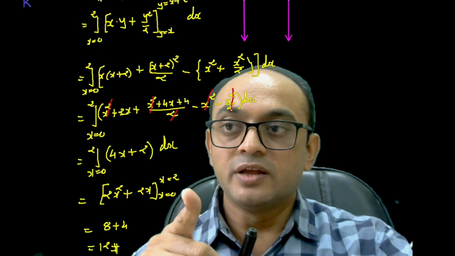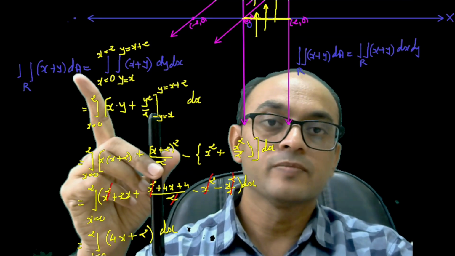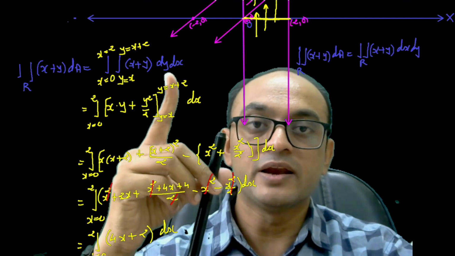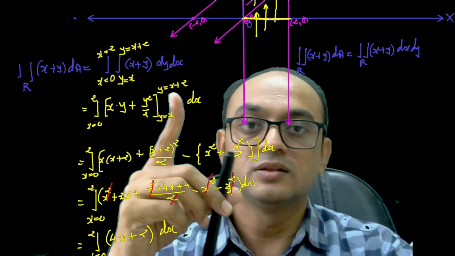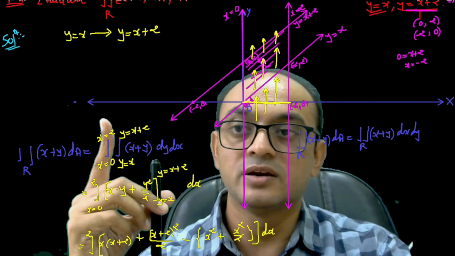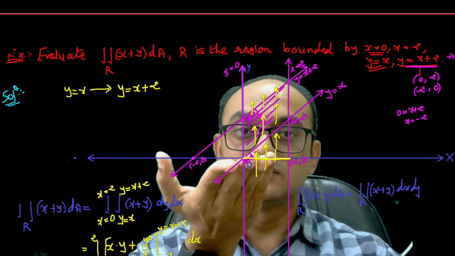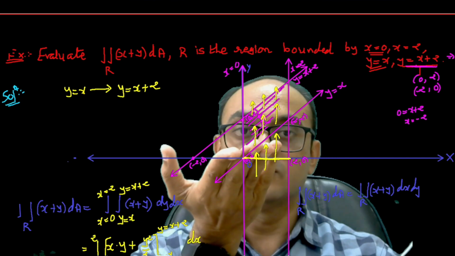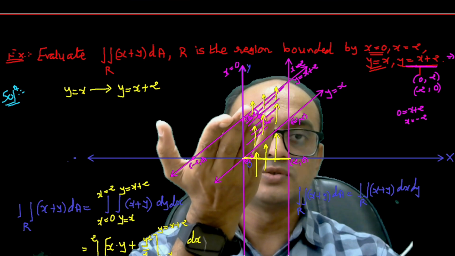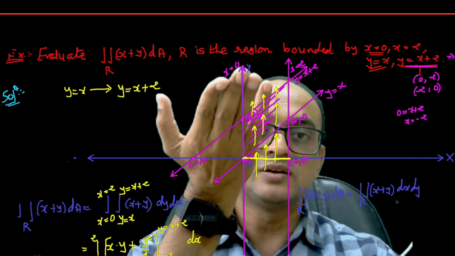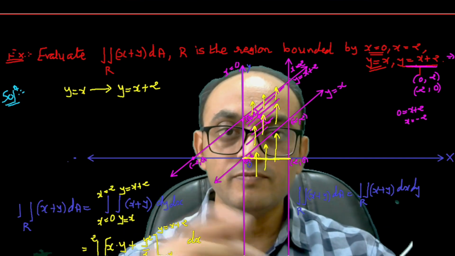I repeat the example again. We have been given dA. We have chosen to write dA as dy dx. So first I have to write the limit of y, then the limit of x, right? How are we writing the limit of y? We draw the lines from the downward to the upward direction. I choose the curve from where we are entering the region. We choose the curve from where we exit the region, and then we write x and y, right?